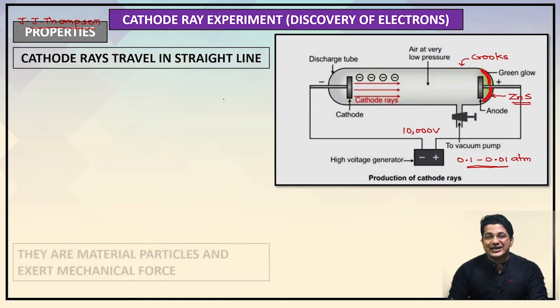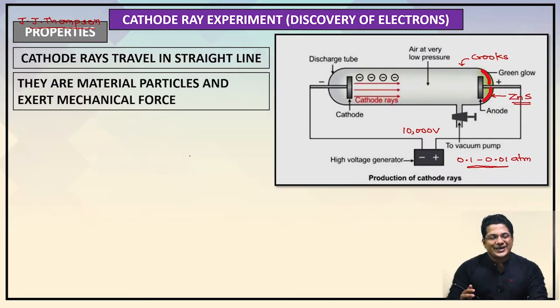Moving on further, they exert mechanical forces and thus they are material particles. Now, how did J.J. Thomson come to know that they can exert mechanical force? He kept a pinwheel in the path of the cathode rays. The very first thing he observed is that you get a shadow of this pinwheel. And whenever you get a shadow of anything, you say that light is traveling in a straight line. So if light travels in a straight line, it gives you a shadow. That means even cathode rays are traveling in a straight line and therefore they give you a shadow.